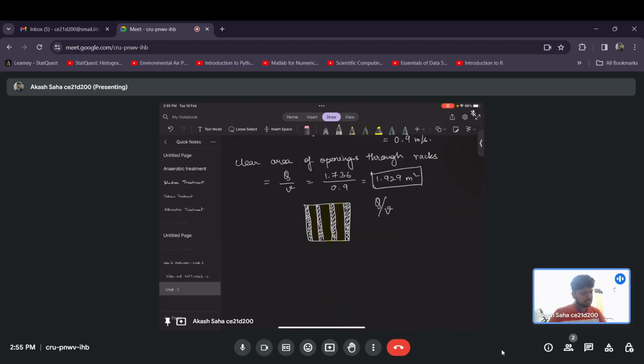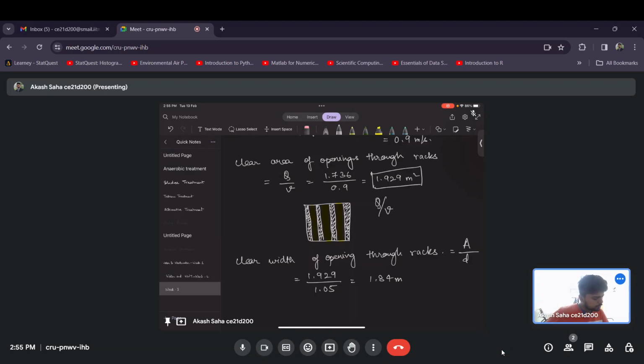Since this is the clear area and we know the depth of flow, we can find out the clear width of opening through racks. That is equal to my area divided by the clear depth. So it is 0.929 divided by 1.05, which is given in the question. So it is equal to 0.84.